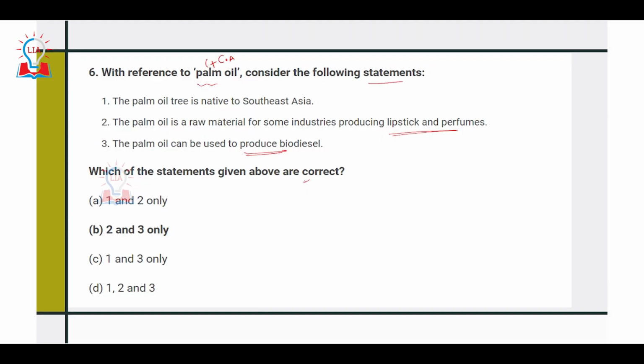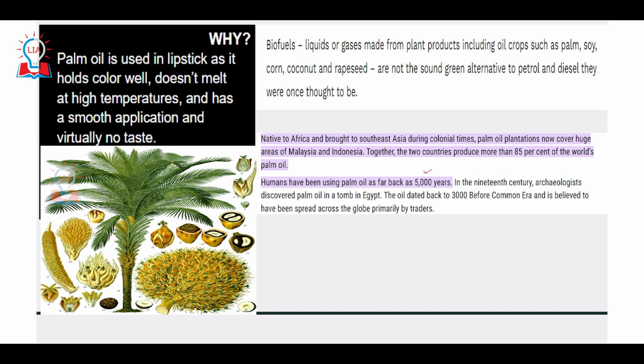The second statement is palm oil is a raw material for some industries producing lipsticks and perfume. This is totally a correct statement because it is used in lipstick because of its property that it can hold the color, whatever color you are putting in the palm oil, very well. It does not melt at high temperature, and thus lipstick can have long durability and longer shelf life. And third, there is a smooth application. So all these make it very good for use in lipstick products.